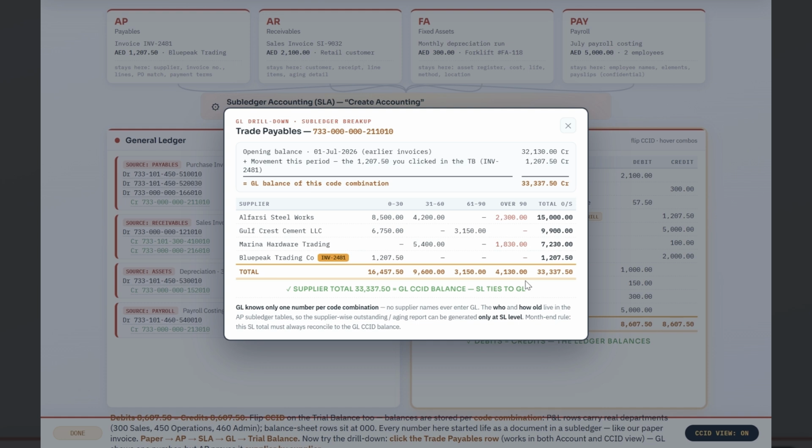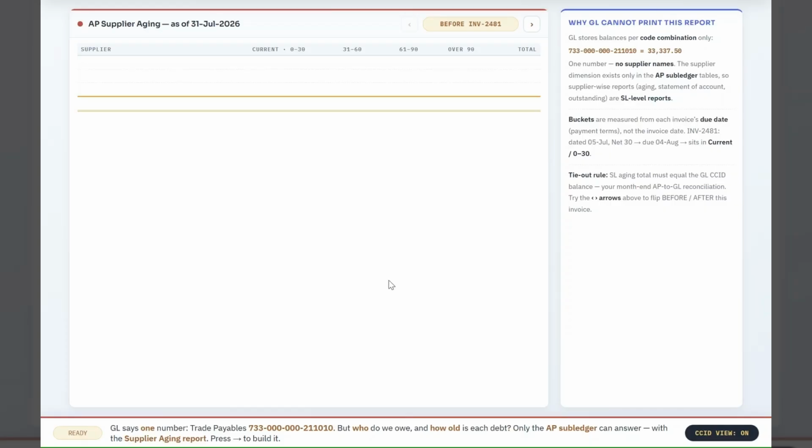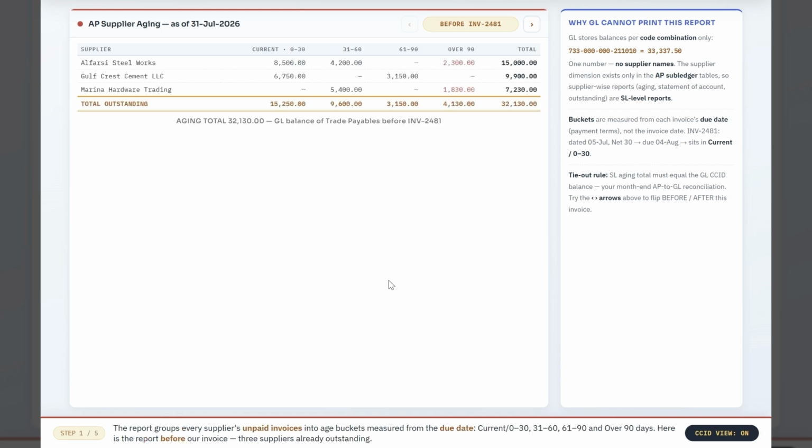This is the relationship. GL holds the balance at code combination level. The supplier wise report can only be generated at the subledger level. Let's see that report in full. This is the Supplier Aging Report, the report your auditor was asking about at the start of this video. Only the AP subledger can produce it. The report groups every supplier's unpaid invoices into age buckets, measured from the due date, not the invoice date. Current 0 to 30, 31 to 60, 61 to 90, and over 90 days.